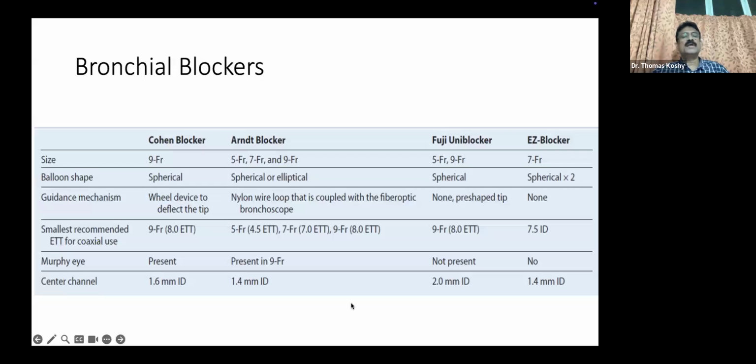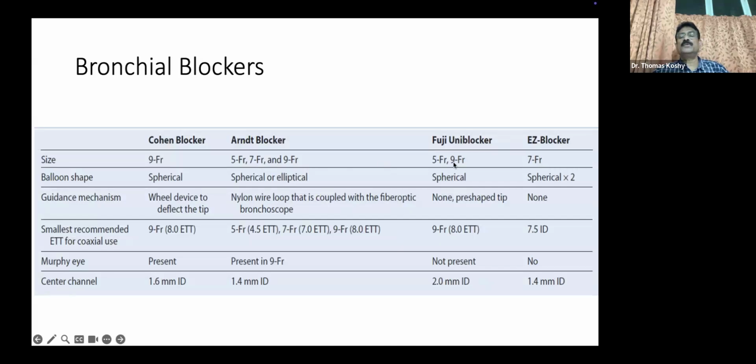Okay, so this is a refresher of bronchial blockers. We have the Cohen blockers, meant only for adults, 9 French size there. ARN blocker, we have got 3 sizes. For pediatric, we use 5 French, whereas in adult, you can use 7 French and 9 French.